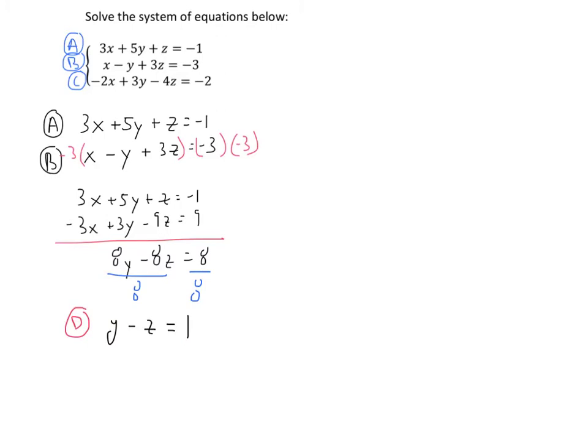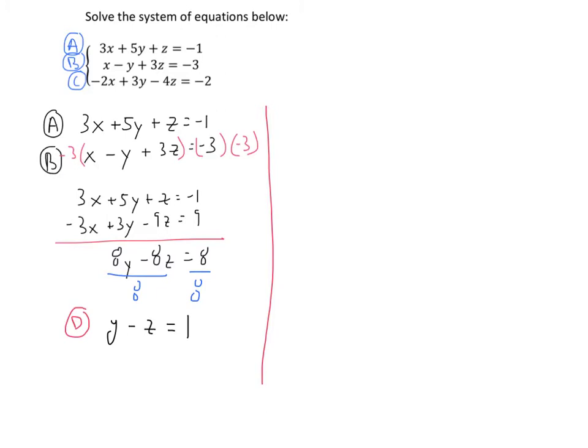Actually, I'm going to let you do a little bit here. I want you to pick two other equations and eliminate x again. Remember, we're trying to create another equation that, just like equation D, is missing the x variable and only has two variables in it. Try to use two different equations and eliminate the x. Go ahead and pause and do that.